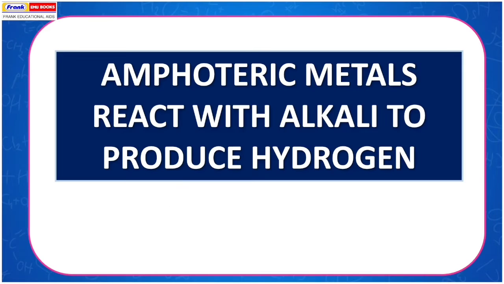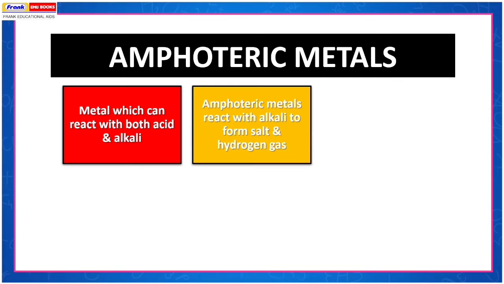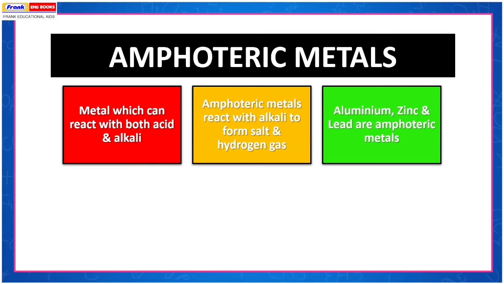Preparation of hydrogen from alkali. Amphoteric metals react with alkali to produce hydrogen. Amphoteric metals are metals which can react with both acid and alkali. Amphoteric metals react with alkali to form salt and hydrogen gas. Aluminium, zinc, and lead are amphoteric metals.